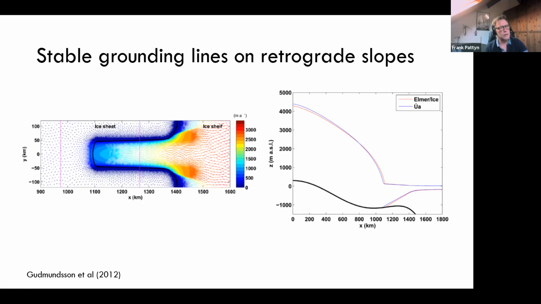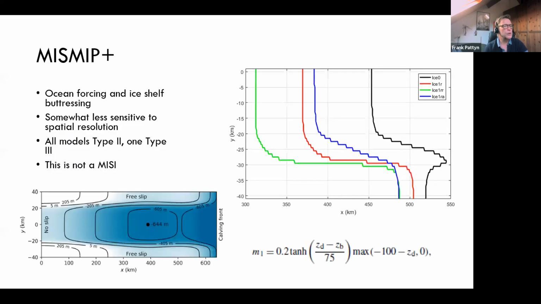And this led quasi-automatically to a new model intercomparison called MISMIP Plus, in which two factors were considered. First of all, can models reproduce these stable grounding lines on these unstable slopes? And also, how do they react when you apply an ocean forcing on it? Here, the ocean forcing was taken as something realistic, but parameterized. You see the equation below. And here you see the geometry.